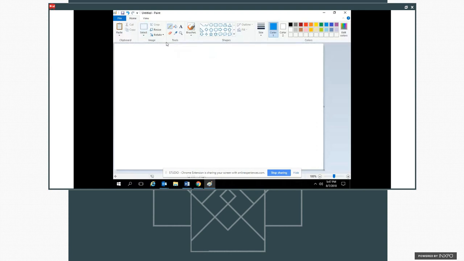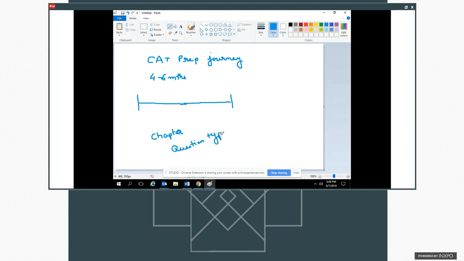Now, if you look around yourself and you look at the CAT prep journey people undertake across the country, I see this happening. In their CAT prep journey, people spend between 4 to 6 months of the time that they have doing the basics and familiarizing themselves with every chapter in maths and with every question type in DILR and verbal. QA has chapters, DILR and verbal only has question types.